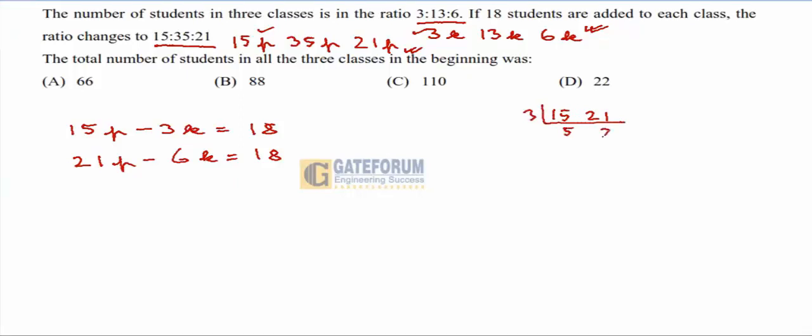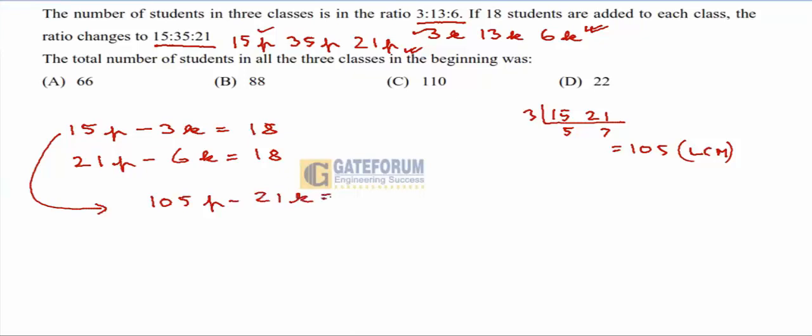So you see, this is it. 15 sevens are 105. So the LCM is 105. So we will try to convert both of these to 105. So the first one will become, if I multiply by 7, 105P minus 21K is equal to 7 into 18, which is 126.